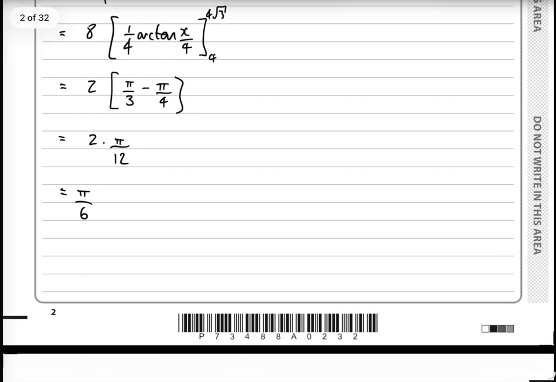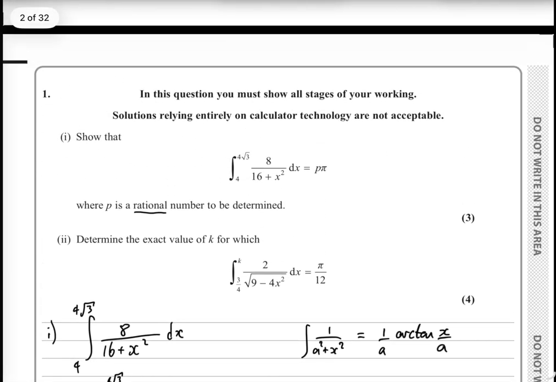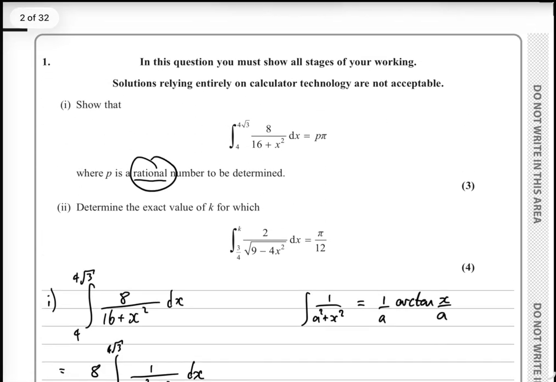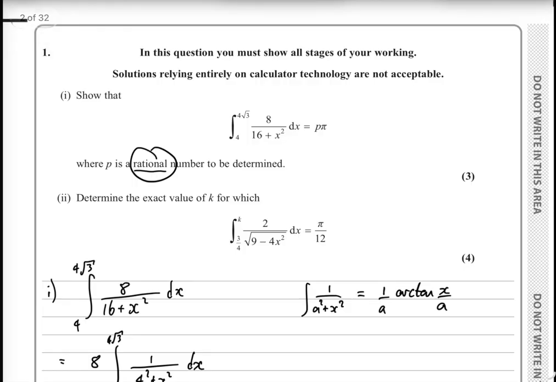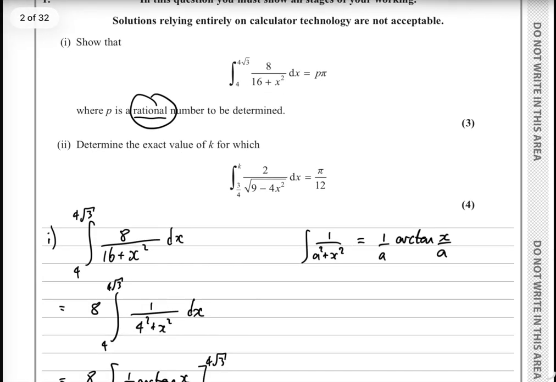P therefore is equal to 1/6. Was it a rational number? Yes, a rational number. Now we need to determine the exact value of k, for which this integral gives us pi by 12. So if I copy that down here, then I'm going to integrate as normal, put in the limits, and then make it equal to pi by 12.